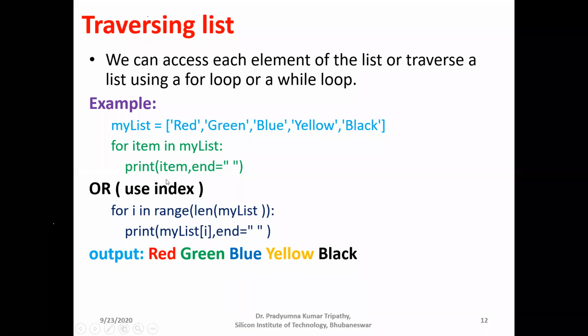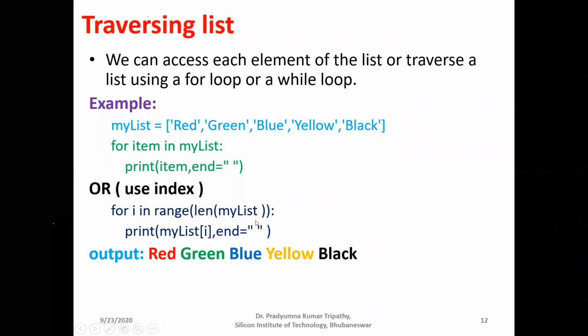Similarly, by using the index also I can traverse. For i in range of this, when I give for range, that means that is an integer value. Usually the range is from an integer value. So what I give, length of my list. Length of my list means number of items in this list. So 1, 2, 3, 4, 5. So this returns 5.